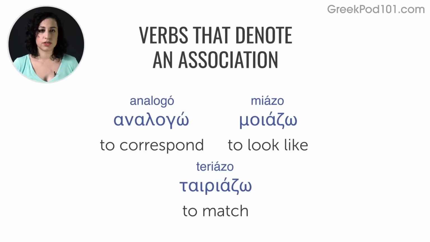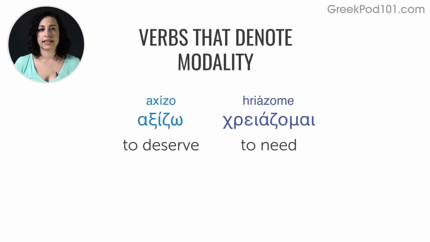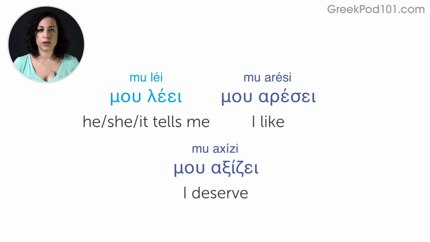Verbs that denote an association like αναλογώ, to correspond, μοιάζω, to look like, and ταιριάζω, to match. Verbs that denote modality like αξίζω, to deserve, and χρειάζομαι, to need. Some examples are μου λέει, he, she, it tells me. Μου αρέσει, I like. Μου αξίζει, I deserve.